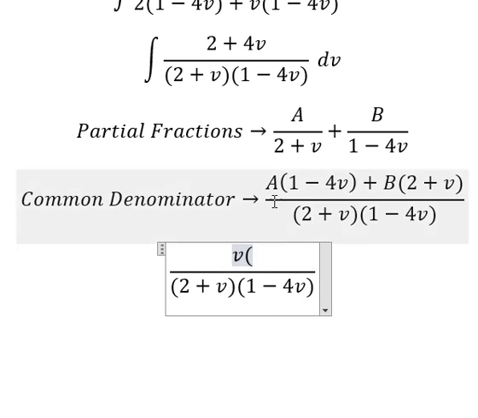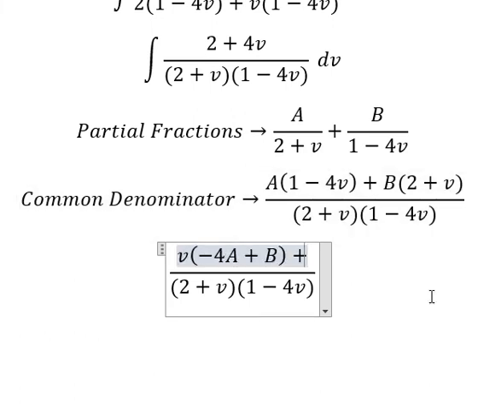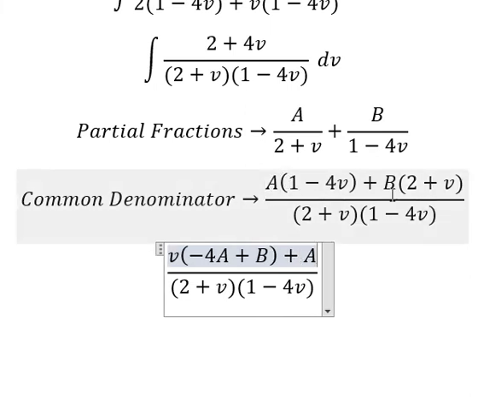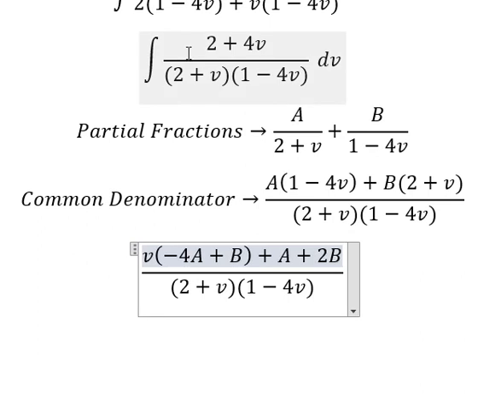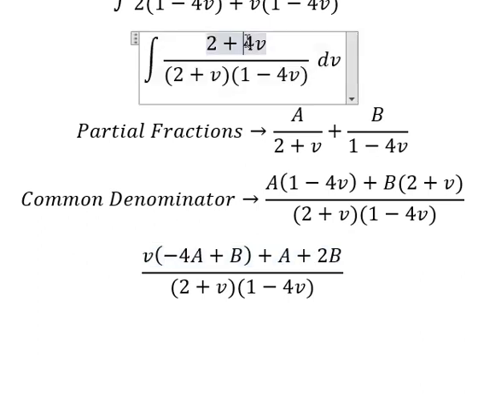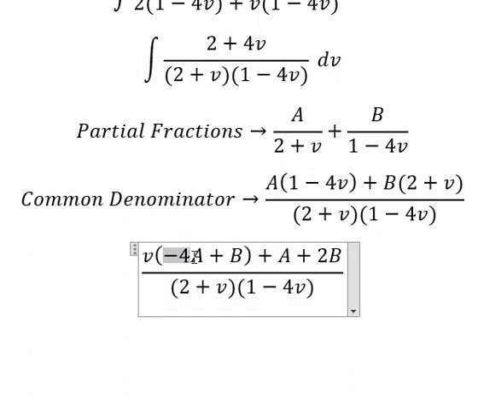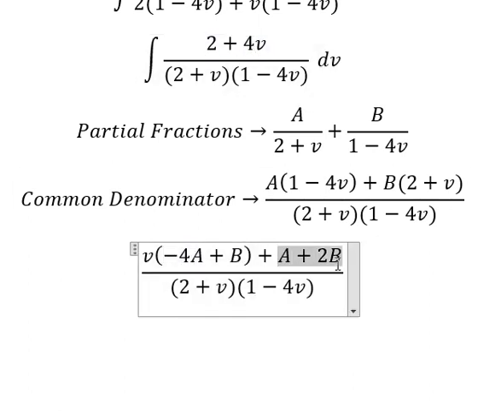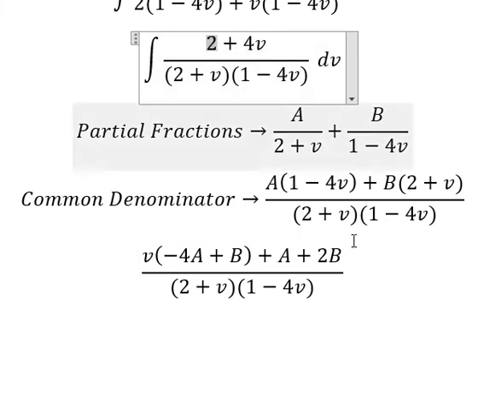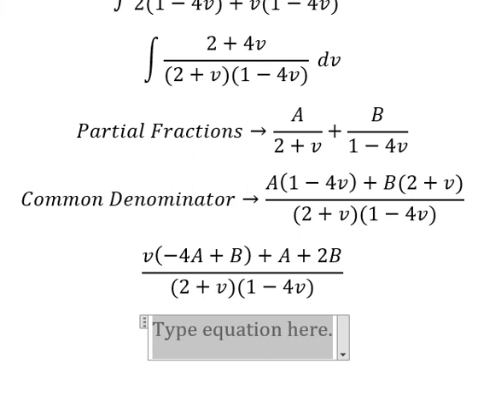About v, we have A with negative number 4, B with number 1. About the numbers, we have 1 with A, so we have A. 2 with B, we have 2B. Now we need to compare coefficients. We have 4v, that means negative number 4A plus B equals to number 4. About the numbers, this one equals to number 2. And now we create the system of equations.